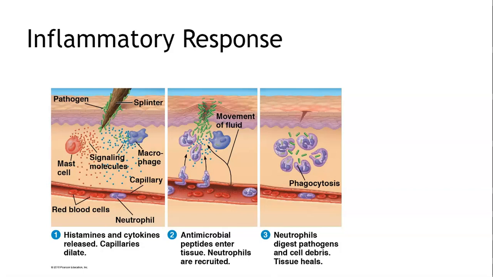Inflammatory response is just one particular example of a signaling cascade. So if you were hit with a splinter that had a pathogen on it, there would be all these kinds of signaling molecules released by specific immune cells, and those signaling molecules can then trigger all kinds of signaling cascades and cause different cellular responses as a result. In this case, phagocytes are coming and they are engulfing and eating all of the pathogens.